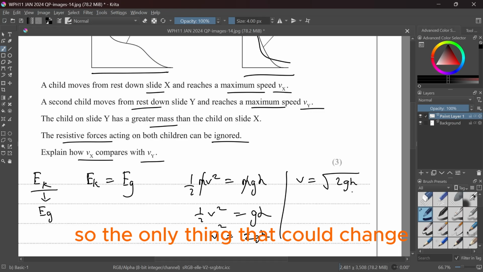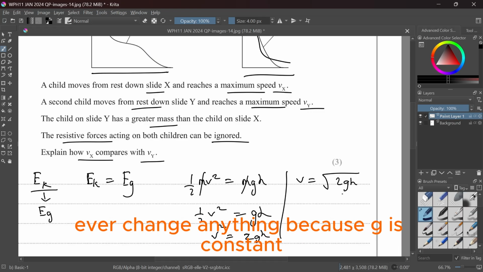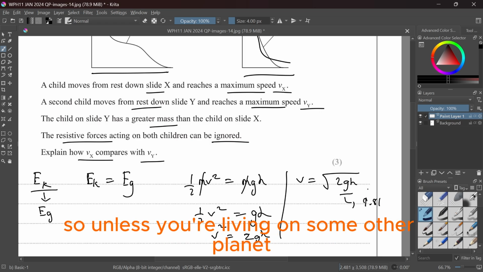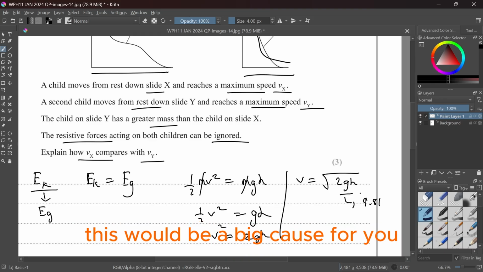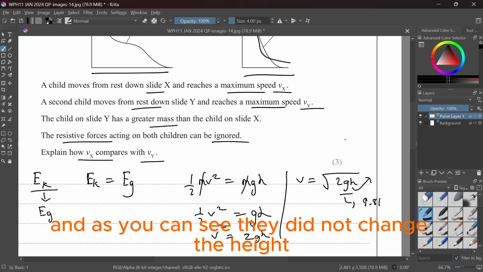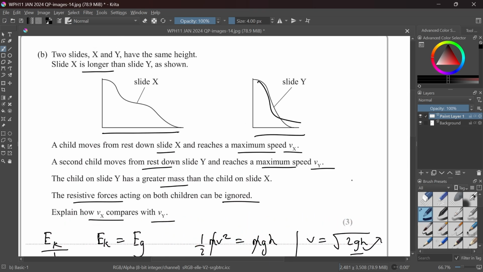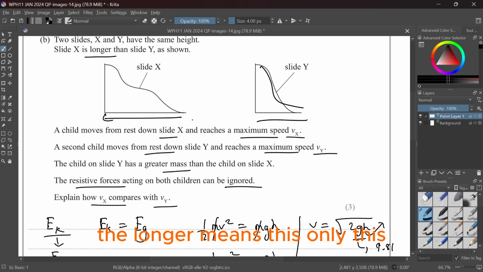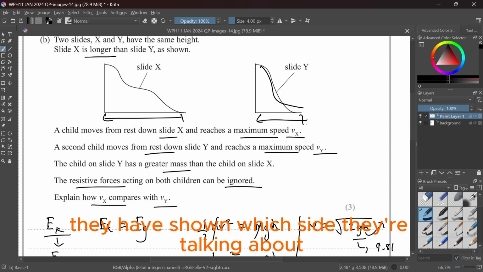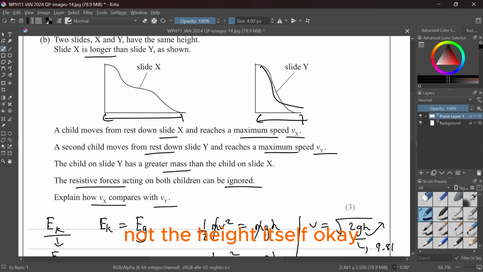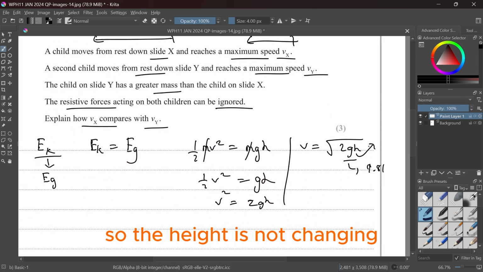So the only thing that could ever change anything, because g is constant, it's gravity, 9.81, right? Unless you're living on some other planet. The only thing is the height, and as you can see, they did not change the height. And longer doesn't mean the height. Longer means this only. If you can see from the image, they have shown which side they're talking about. It's longer along the downside, not the height itself. Okay. So the height is not changing.